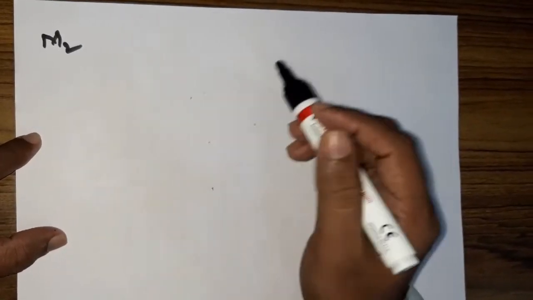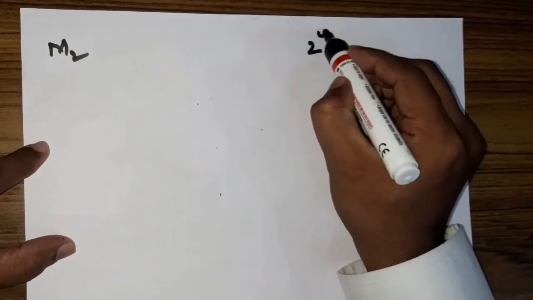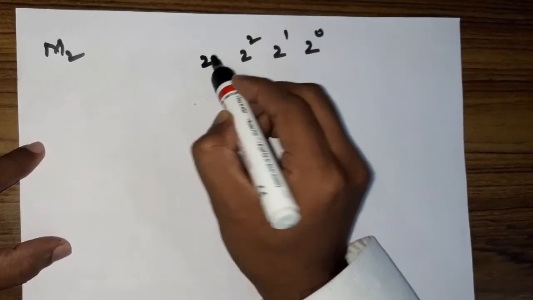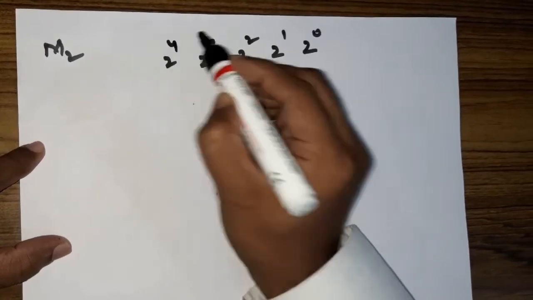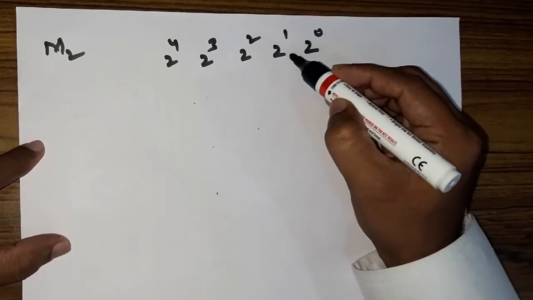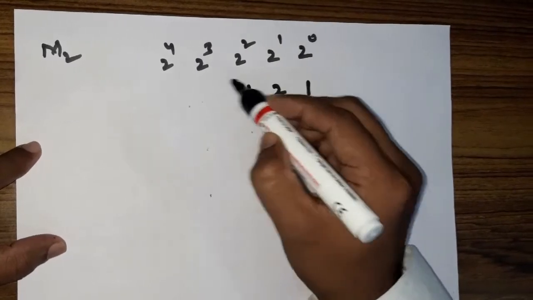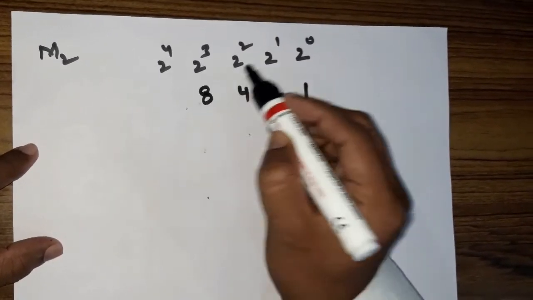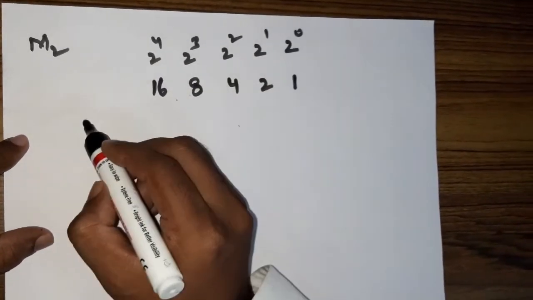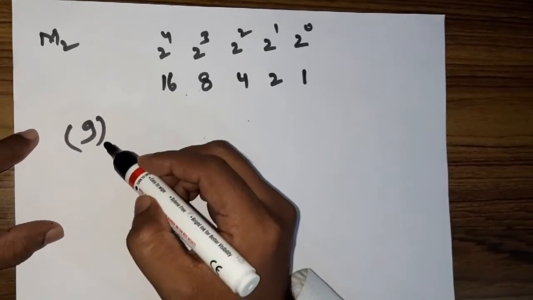In this, what you have to do is write the powers of 2: 2 to the power of 0, 2 to the power of 1, 2 to the power of 2, 2 to the power of 3, 2 to the power of 4. 2 to the power of 0 means 1, 2 to the power of 1 means 2, 2 to the power of 2 means 4, 2 to the power of 3 means 8, 2 to the power of 4 means 16. So which value do we have? We have 9. This 9 we have to convert into binary.